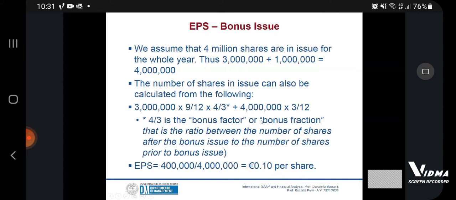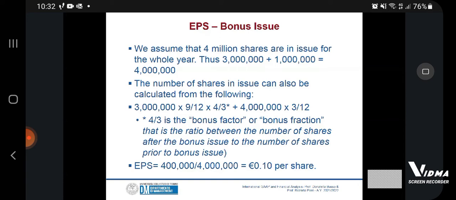So please allow me to be more direct. To put it simply, IAS 33 says that when you issue a bonus, you should assume that this bonus has been in issue since the 1st of January. That means that you start with 3 million, you issue 1 million bonus in October, but you assume that this 1 million has been in issue since 1st of January. So in other simple words, since 1st of January, you've had 4 million shares in issue.